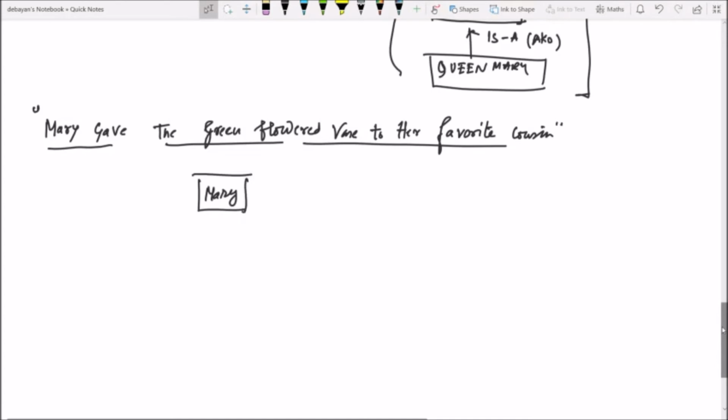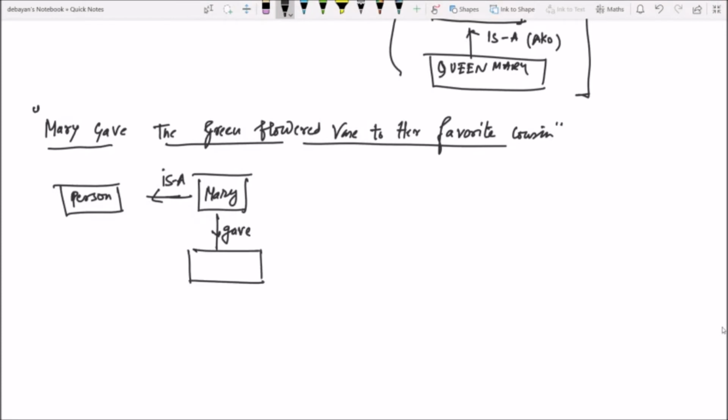and of course Mary is a person. So she gave the flower vase to this cousin. The flower vase's color is green, and that is a favorite person, a favorite cousin.